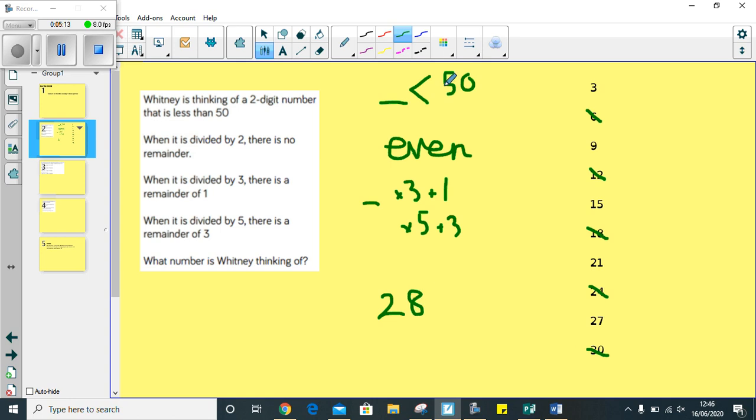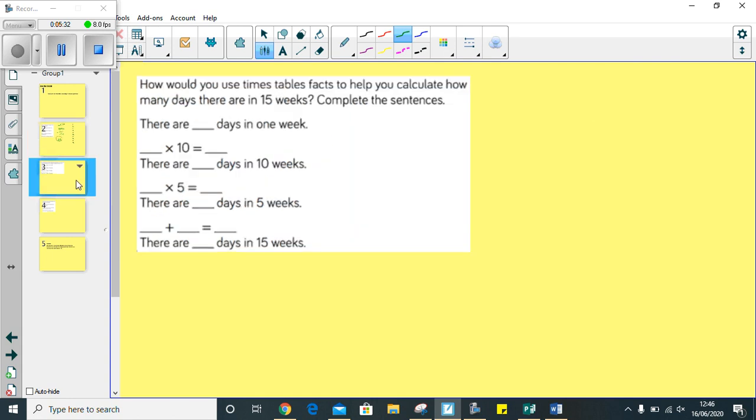Right, 28 is less than 50. It's even. If it's a multiple of 3 and add 1 on, yeah. If I times something by 5 and add 3 on, yeah, because 25, 26, 27, 28. The answer is 28.